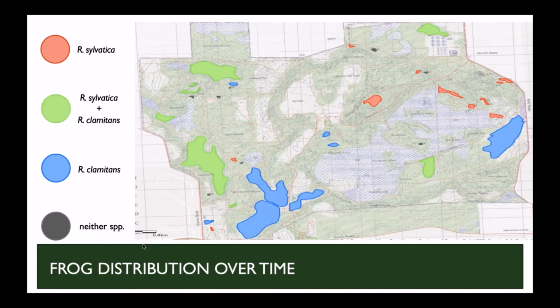So the red ponds that you'll see represent ponds in which Brenna sylvatica species were only found, those wood frogs. Green ponds represent ponds in which we found both species. Blue ponds are ponds where we found exclusively Brenna calamitans, or green frogs. And gray ponds represent ponds where we didn't find either of the two species.